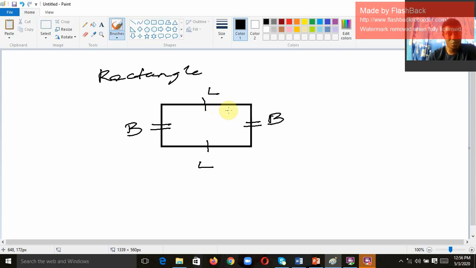Also in a square, opposite sides are equal. That's why I said that a square is a special type of rectangle. All rectangles are not squares, but all squares are rectangles. Please take note of that. So let's look at perimeter.